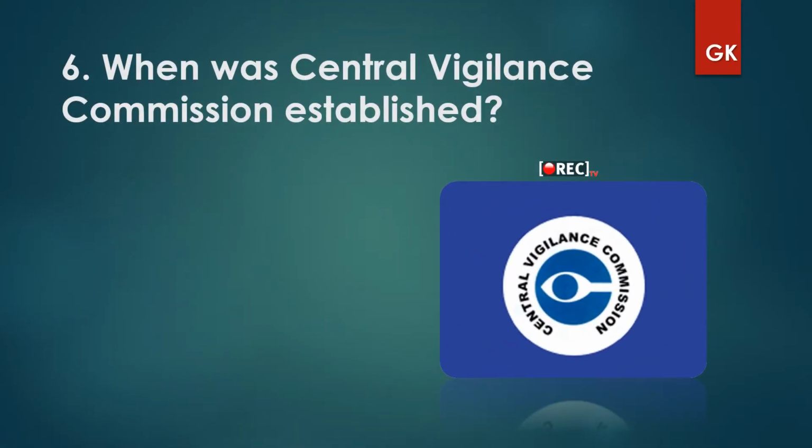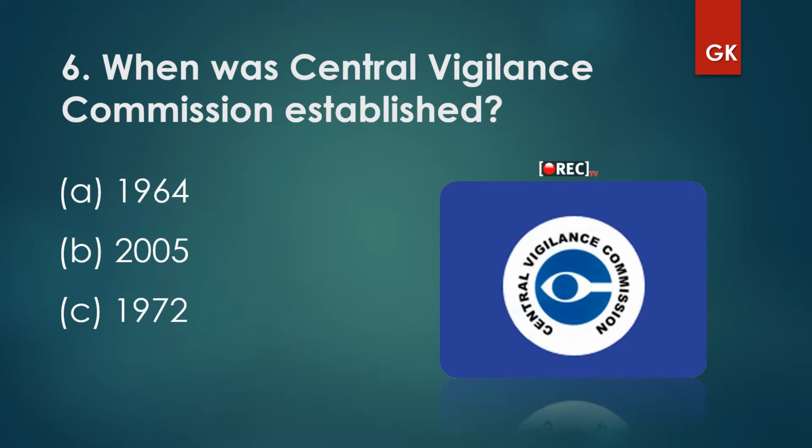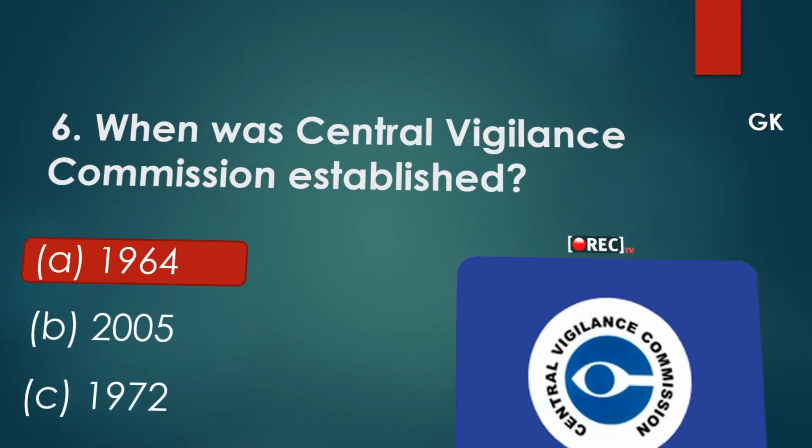When was the Central Vigilance Commission established? 1964, 2005, 1972, 1988. The Central Vigilance Commission was established in 1964.